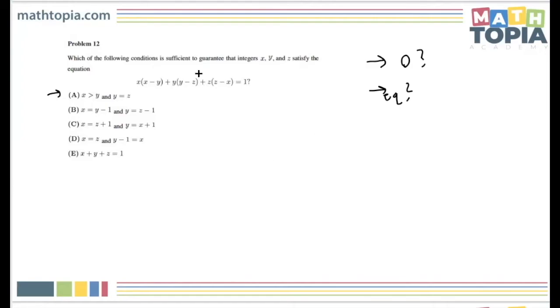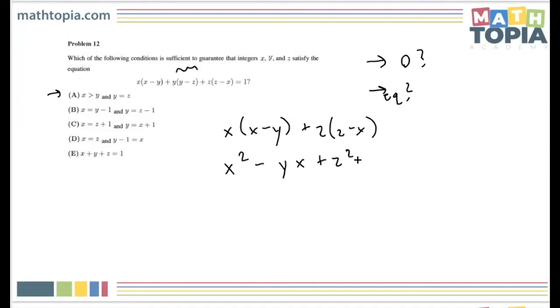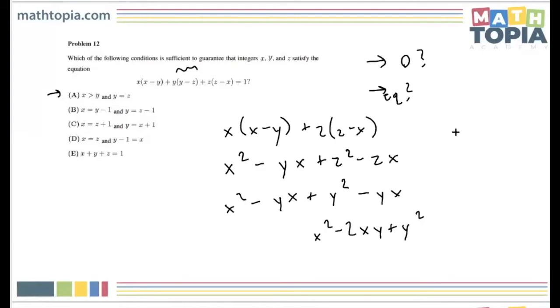Well, if y equals z, then this part is just 0, so that term goes away, and we're just left with x times x minus y plus z times z minus x, and y is equal to z. So I do this, right? x squared minus yx plus z squared minus zx. Then y equals z, so this zx becomes yx, and this z squared becomes y squared. And then we just get x squared minus 2xy plus y squared, which is x minus y squared, right?